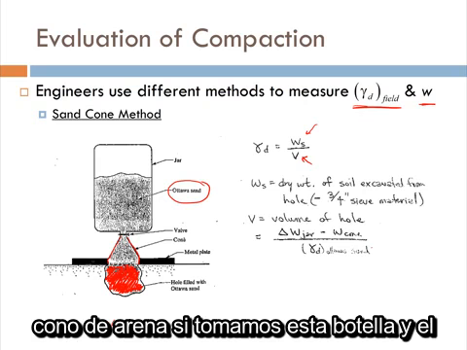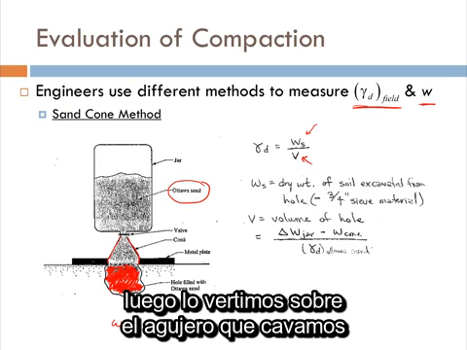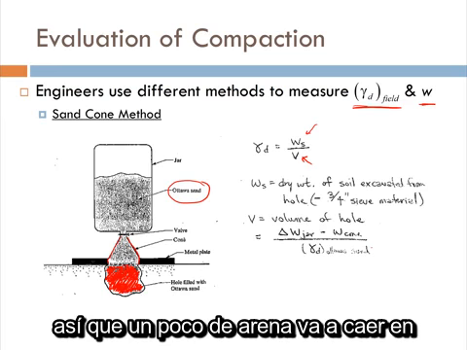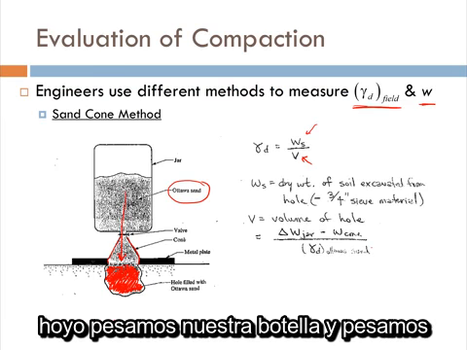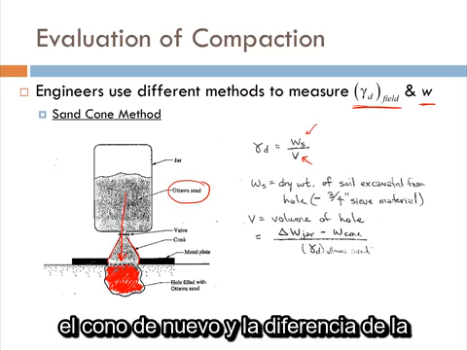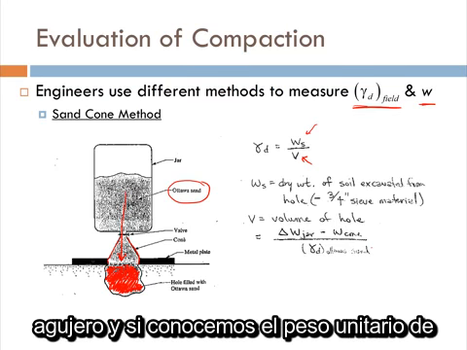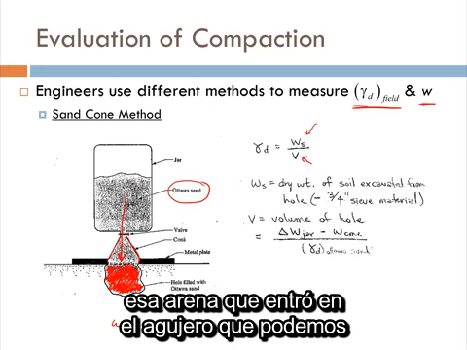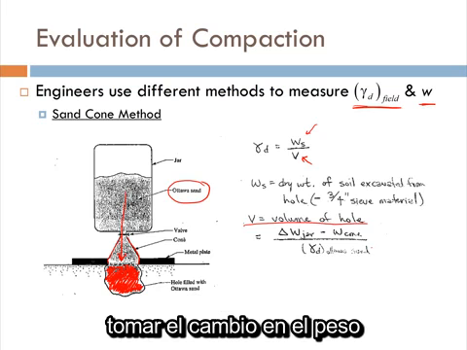If we take this bottle and the cone and we weigh it before we put sand in the hole, we get a total weight. Then we stick it over the hole we dug and fill it with sand, so some sand is going to go down into the hole. After we fill the hole, we weigh our bottle and cone again. The difference is the amount of sand that went into the hole. And if we know the unit weight of that sand, we can compute the volume of the hole simply by taking the change in the weight.